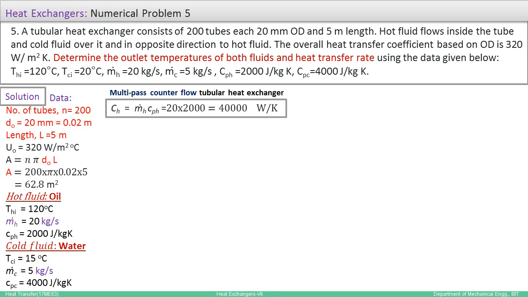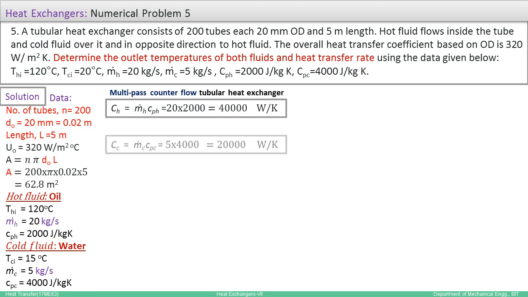For that we have heat capacity C_H, which is the product of mass flow rate and specific heat of the fluid, m dot H into C_pH. M dot H for hot fluid, that is oil, is 20 kg per second, multiplied by C_pH of the same fluid, 2000. We get 4000 watt per Kelvin or degree Celsius. Since we are talking about the temperature difference, Kelvin or degree Celsius won't make any difference there.